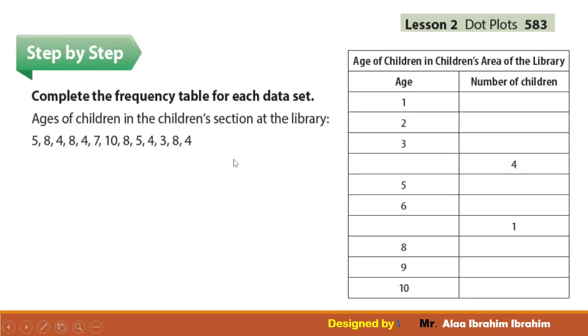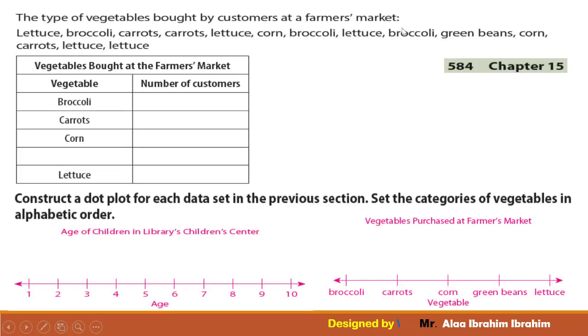Now we have examples, like this example on page 583. I give it to you to complete your table. I think it's easy, just count how many ones. Now, the types of vegetables bought by customers at the farmers market: broccoli, carrot, corn, broccoli, and so on.